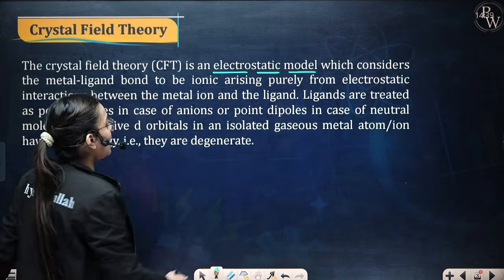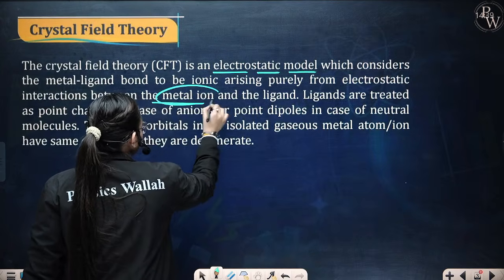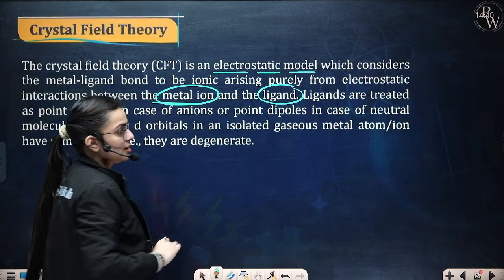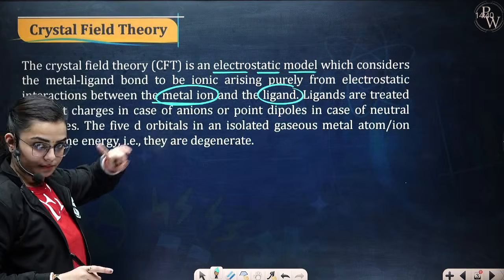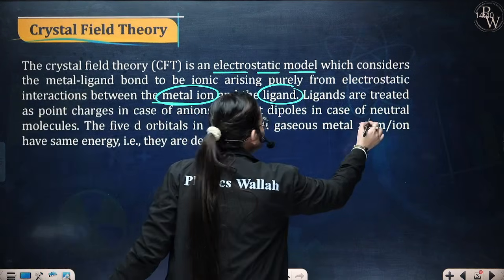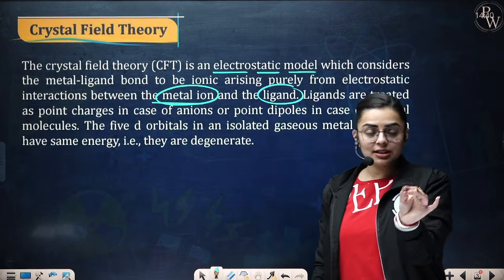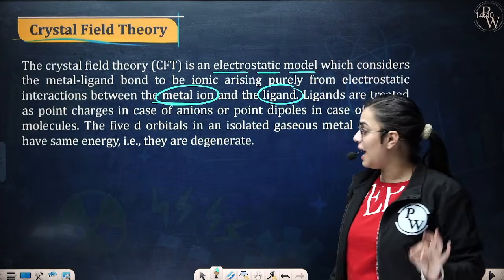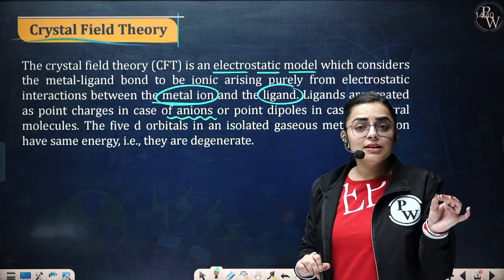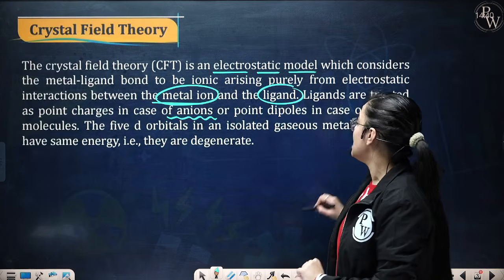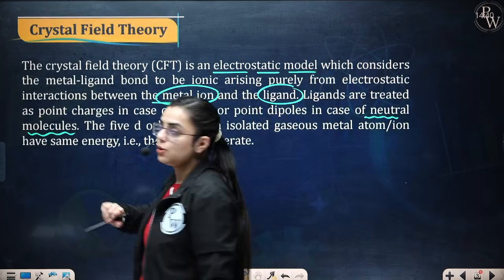So, what does it state? That there is a purely electrostatic interaction between the metal ion and the ligand. Now, ligands are treated as point charges in the case of anions, or point dipoles in the case of neutral molecules, which I have just told you. How are ligands considered? They are considered as point charges when I am talking about anions, and as point dipoles in the case of neutral molecules. Are you getting my point?